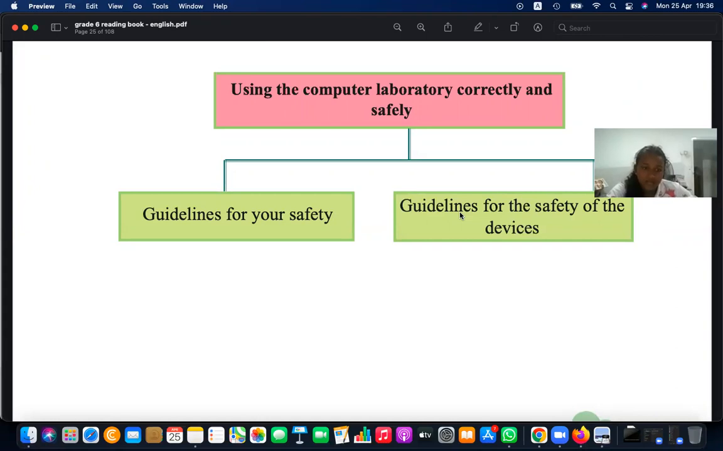Excuse me, sir. Yes. Can you show me the note again? Sure.